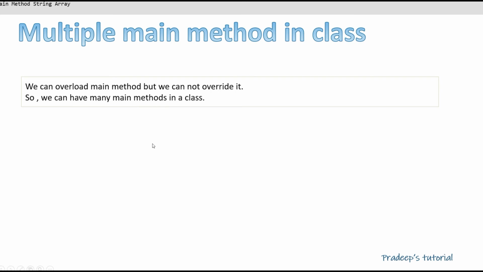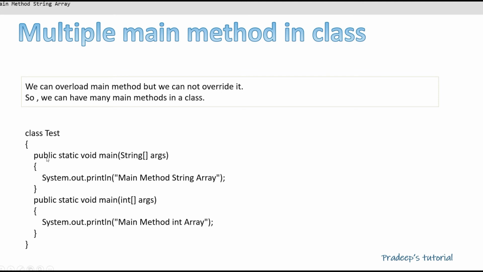Let's see one example here. This is a class Test, and I have two main methods with different arguments. One with the string array and one with the integer array. As I said, override is not possible. Overloading is possible. So I just changed the argument and tried to run it.